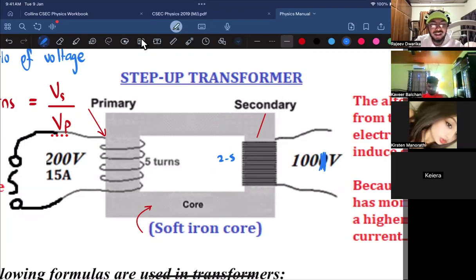So what do we have to multiply 200 by to get 100? 100 is what of 200? A half. So since 200 is 2 times 100, or in other words, since 100 is a half times 200, then the number of turns will be a half times less. So half of 5 is 2.5.